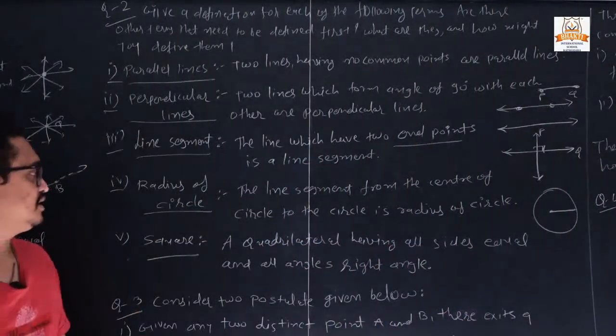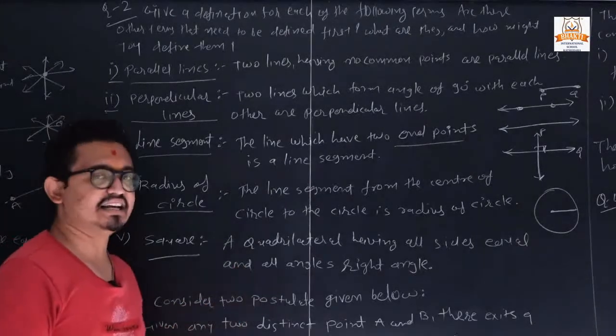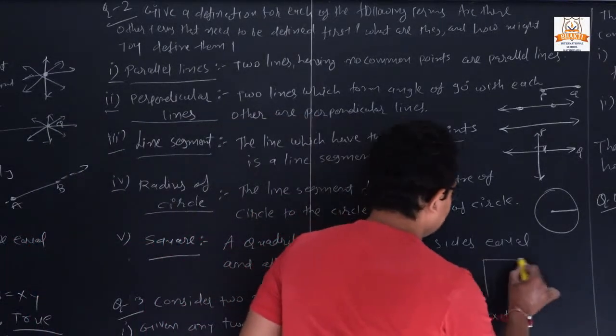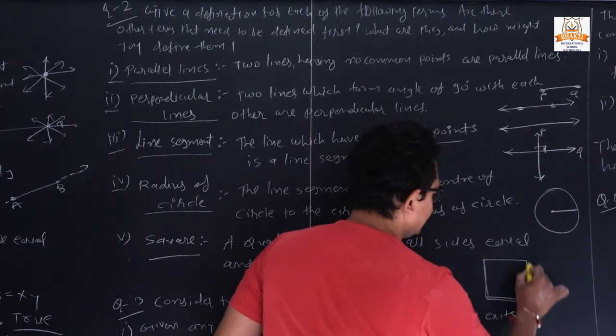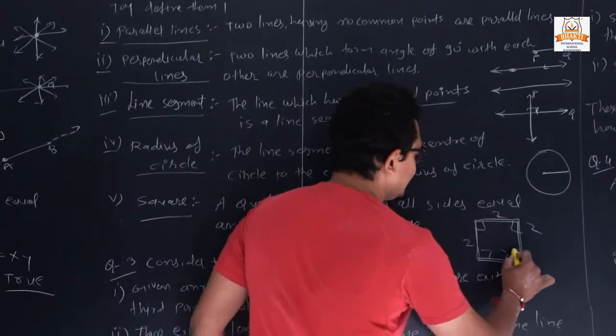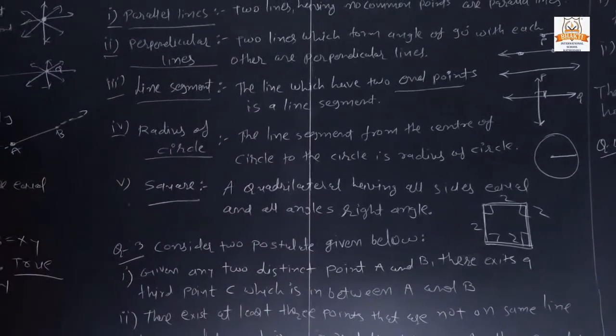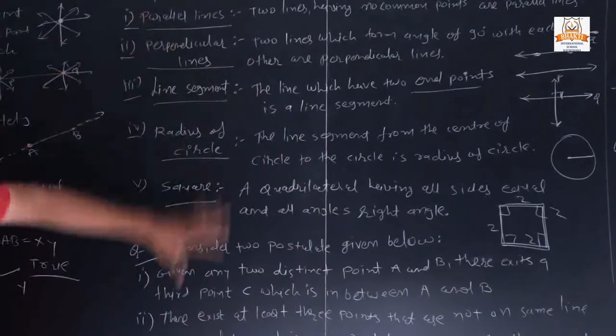Next, square. A quadrilateral which has all sides equal and all angles 90 degrees. So all sides are the same. See that, 2, 2, 2, 2, and all are creating 90 degree angles. Clear? So it is called what? Square. So this is the definition.